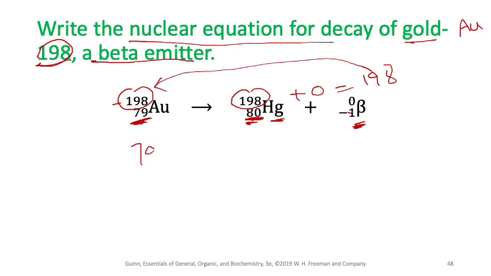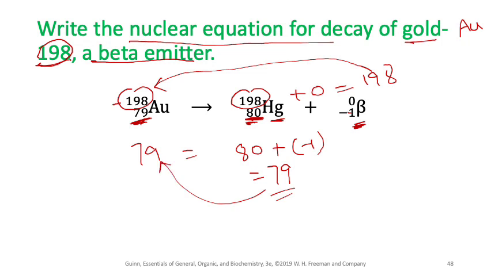We have 79 on the reactant side. In the product side of the nuclear reaction, you have 80, and if you add negative 1, you're going to get 79. So that means the sums of both the mass number and atomic number are the same. So this nuclear equation is balanced and right.